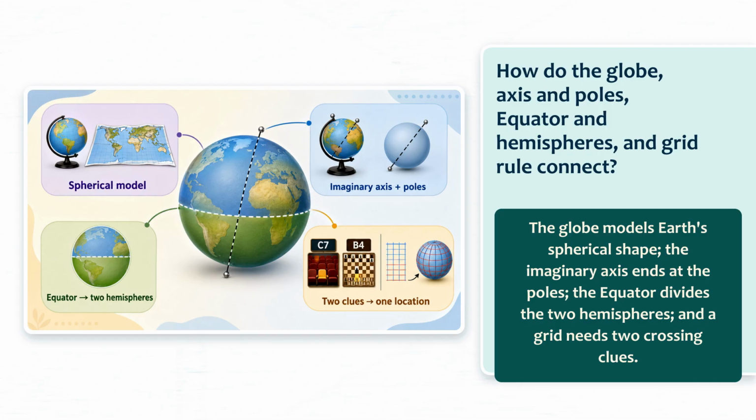The completed reconstruction links all 4 parts. The globe models Earth's spherical shape. The imaginary axis ends at the poles. The equator divides the 2 hemispheres, and a grid needs 2 crossing clues. Each idea helps describe or organize the Earth. You are ready to use this foundation when the next lessons examine Earth's grid lines in greater detail.